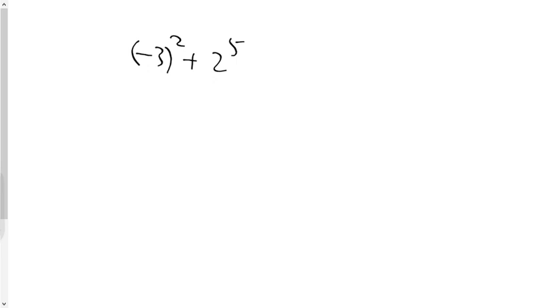Our next question from our exponent unit says -3 squared, which of course means -3 times -3, which is a positive 9, plus 2 to the exponent of 5, which is 2 times 2 times 2 times 2 times 2, which I think is 2, 4, 8, 16, 32. Which means -3 squared plus 2 to the exponent of 5 is, in standard form, 41.